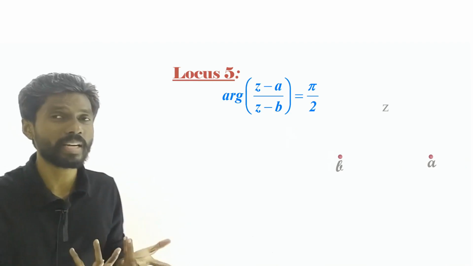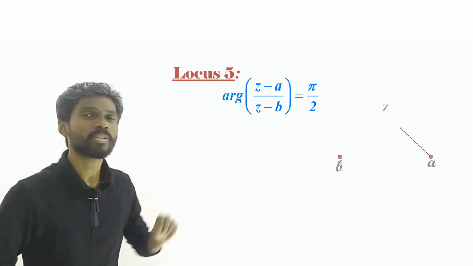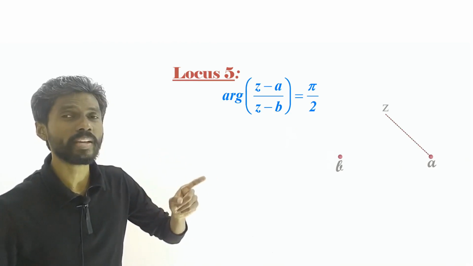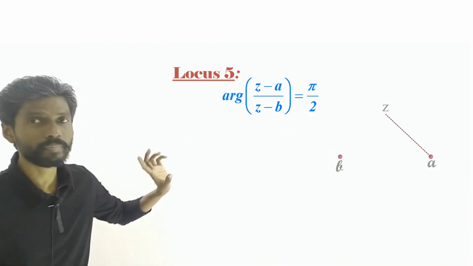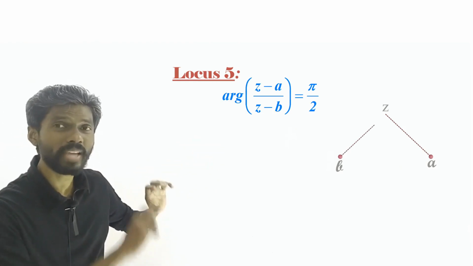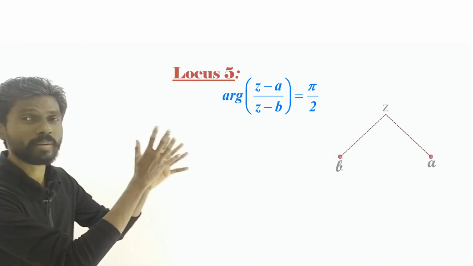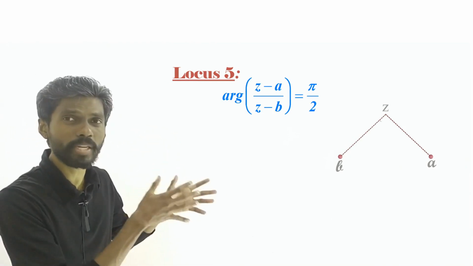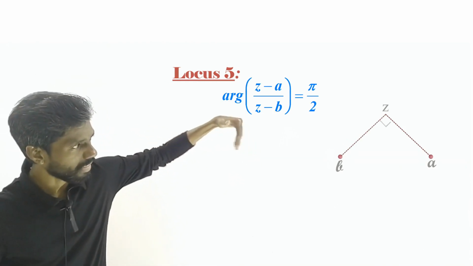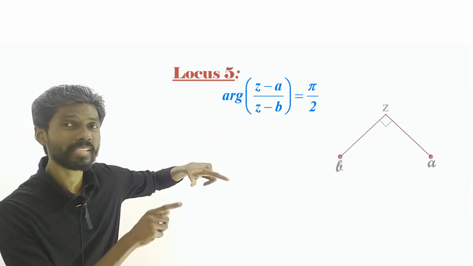Where is the point Z? What is the meaning of argument of Z minus A by Z minus B? So Z minus A is the line joining Z and A. So it is this one. Similarly, Z minus B is the line joining Z and B. Now the angle between these two, that is called the argument of Z minus A by Z minus B, right? That is the meaning of argument. So Z minus A, Z minus B. So this angle is the argument of Z minus A by Z minus B.